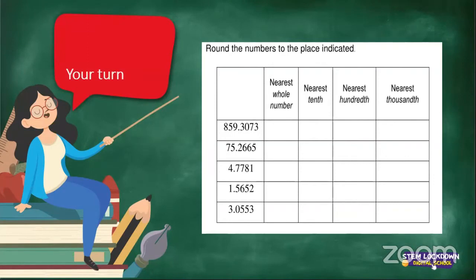Then on the last column, the thousand. What is the last one? Can we move to the last one so that we can do the second row? Thank you, Bunche. It is 859.307. That's the correct one. Now let's move to the second one.